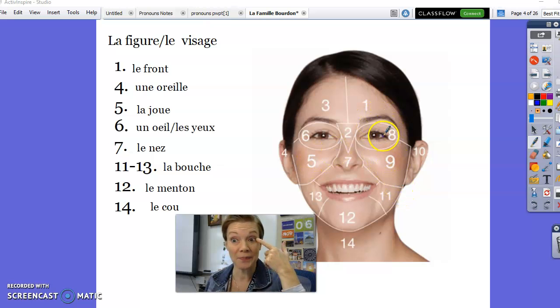Un œil. When there's just one, it's un œil. Les yeux. When there are two, les yeux. Le nez. La bouche. Le menton. Et le cou. Et voilà, on peut décrire le visage.